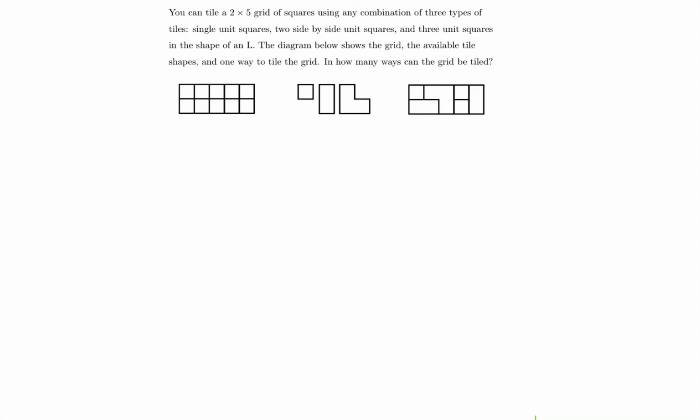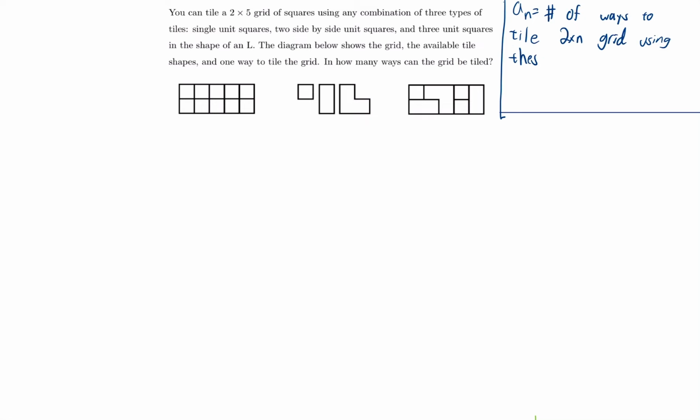So, the best way to solve these kinds of problems is to use recursion. So let's define A of n here. A of n is equal to the number of ways to tile a 2 by n grid using these 3 shapes. So we're trying to find A of 5. Okay, and so, well, let's do cases.